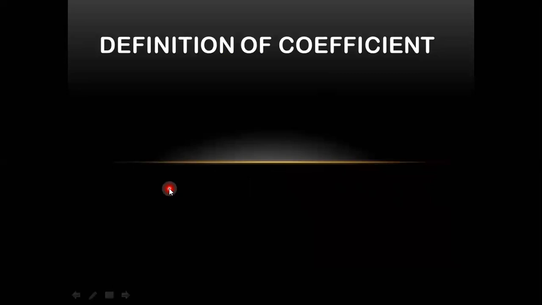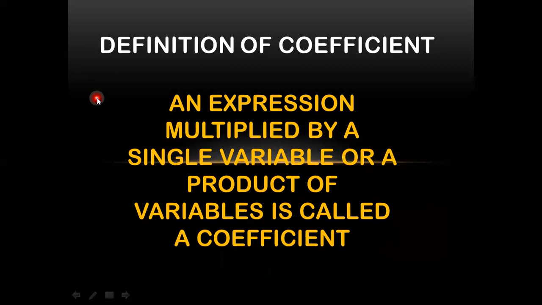So we can define coefficients in this manner: any expression which is multiplied by a single variable or a product of variables is called a coefficient. It can be multiplied by a single variable, and the expression can be single or itself a product, and it can also be multiplied by a product of variables. That means the coefficient itself can be single or a product, and whatever it is the coefficient of can also be a single expression or a product. This is the main theme.